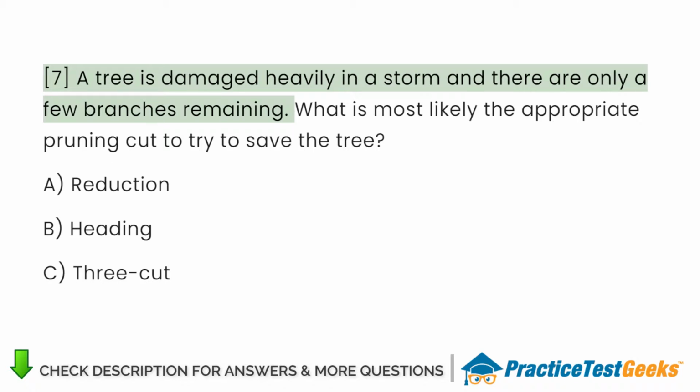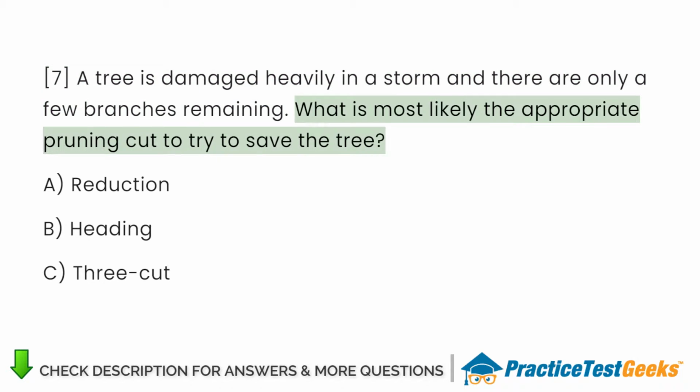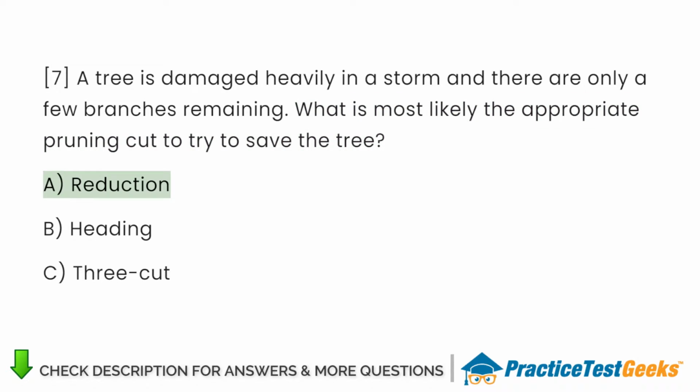A tree is damaged heavily in a storm and there are only a few branches remaining. What is most likely the appropriate pruning cut to try to save the tree? A. Reduction. B. Heading. C. 3-cut.